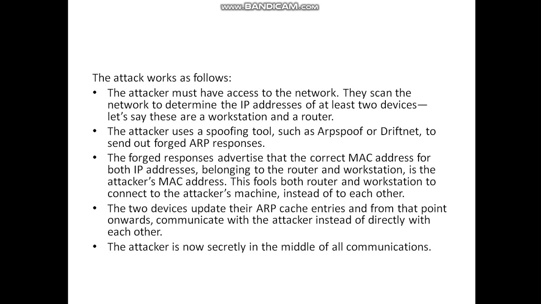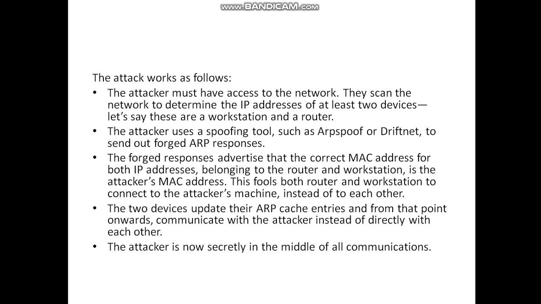ARP spoofing is also known as ARP poisoning or a man in the middle attack that allows attackers to intercept communications between networking devices. The attack works as follows. First, the attackers must have access to the network. They scan the network to determine the IP addresses of at least two devices. Let's say these are the workstation and a router.